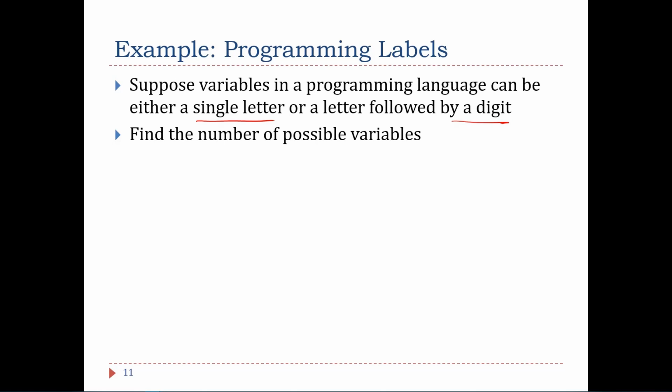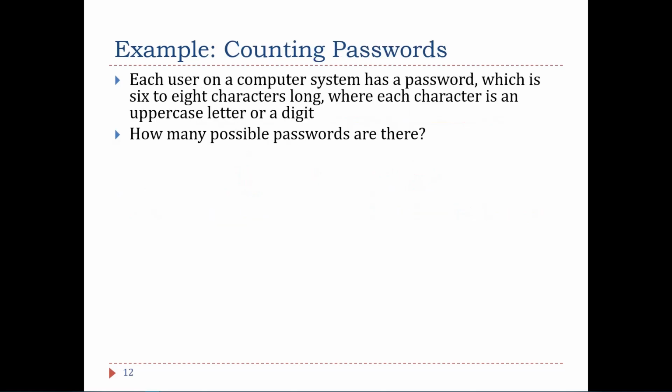So these two possibilities have nothing in common. For the first one, we know that the number of possibilities is 26. And for the other variable name pattern, we have 26 times 10 for the 10 different digits. Okay, so A0, A1, and then B0, B1, and so on and so forth. So all in all, you would have the summation of these two possible cases, which is 286.